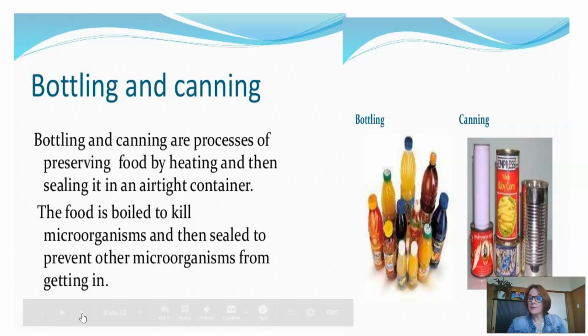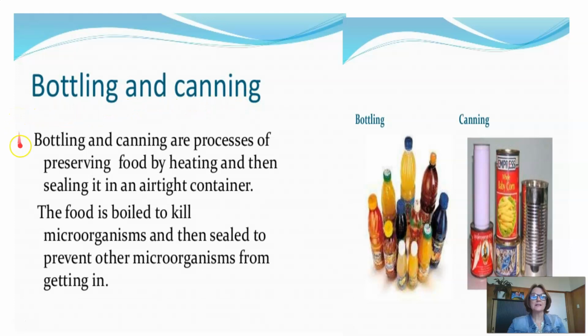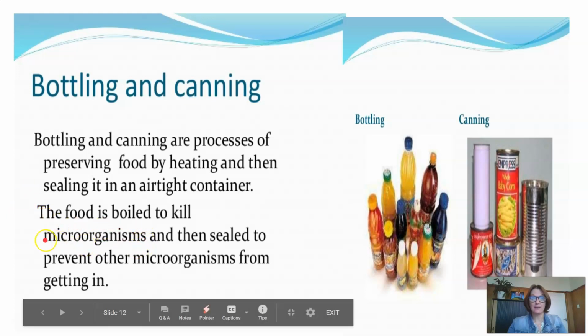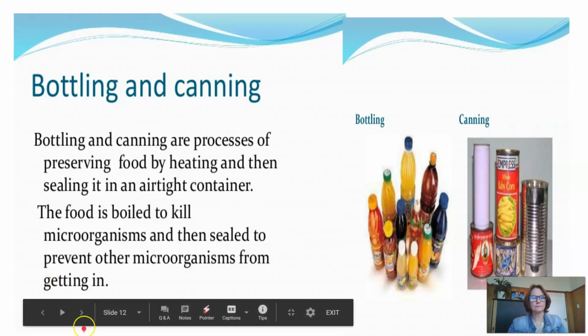Now, the first method of preservation that we use is bottling and canning. Bottling and canning are processes of preserving food by heating and then sealing it in an airtight container. The food is first boiled to kill the microorganisms, the microbes, and then sealed to prevent other microorganisms from getting in. So it lasts for quite a long time.